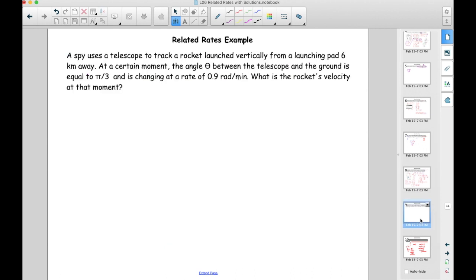A spy uses a telescope to track a rocket launch vertically from a launch pad 6 kilometers away. At a certain moment, the angle between the telescope and the ground is equal to π/3, and it's changing at a rate of 0.9 radians per minute. What's the rocket's velocity at that moment?